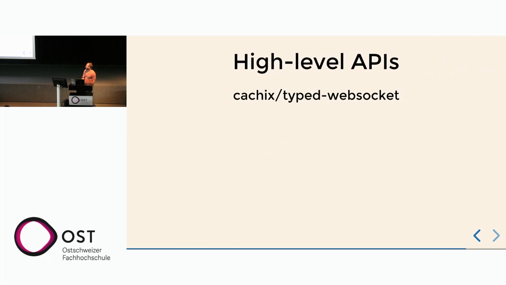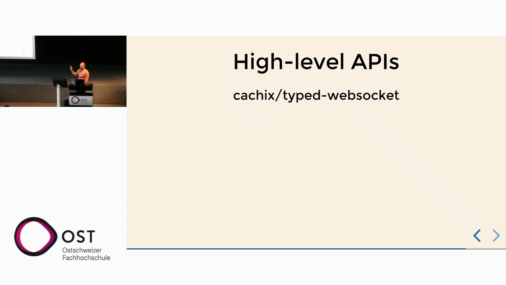Another field is that there are a lot of low-level APIs in Haskell, but I think there's a lot of room for high-level APIs that are opinionated, of course, because then there's leaky abstraction. But we've built something called type WebSocket. Probably you're familiar with the WebSocket library, which is quite old now. I think it's 12 years since it was created.